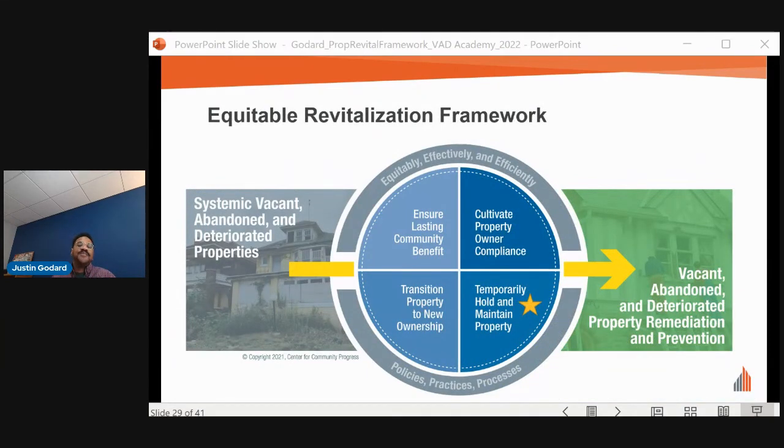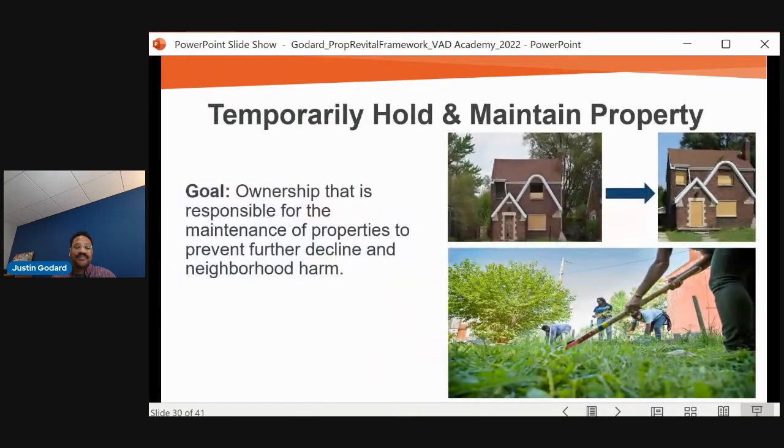In situations where immediately transferring properties to new long-term owners is not an option, communities will need to consider tactics which allow for temporary holding and maintenance. When the cost of improving and even demolishing a property exceeds its market value, communities need temporary options and stewards who can prevent the property from causing further decline and harm.